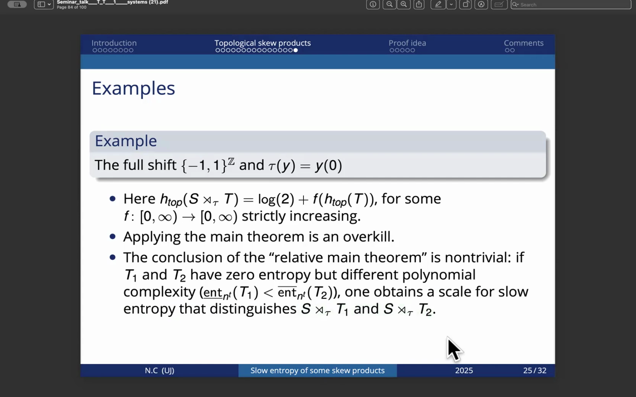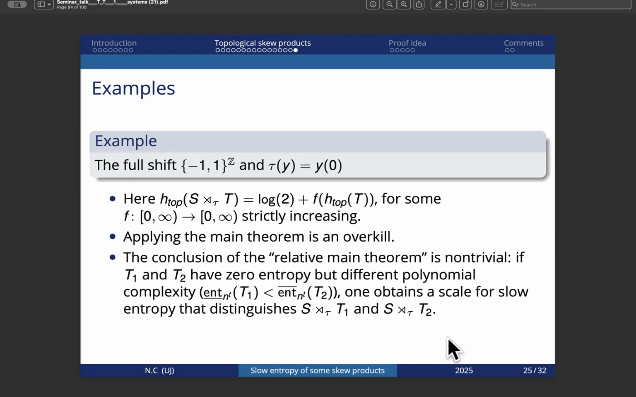So just a question, even if you have positive entropy T1 and T2, and say both of them have the same entropy, isn't it possible that there's some weird scale that one can cook up which will distinguish T1 and T2? That you will have e to the power h times n, and then you have some weird prefactor which might distinguish the two.